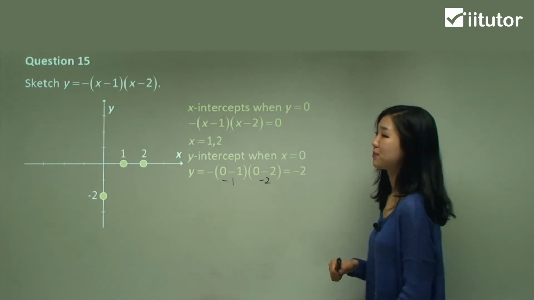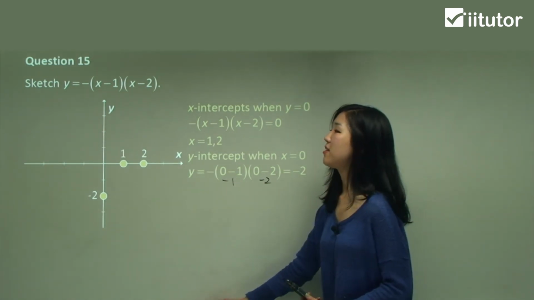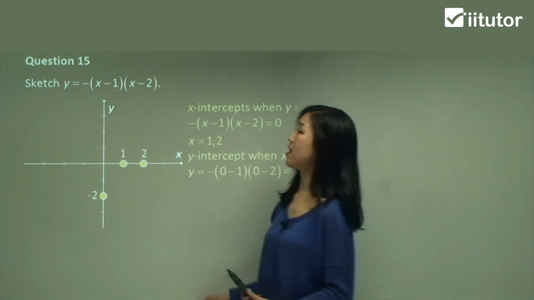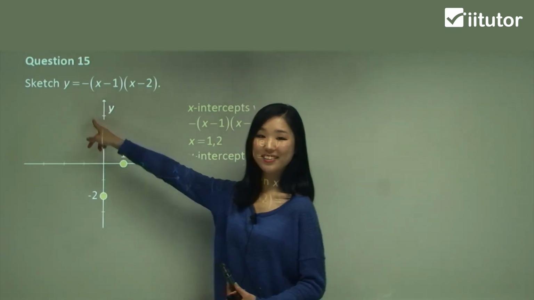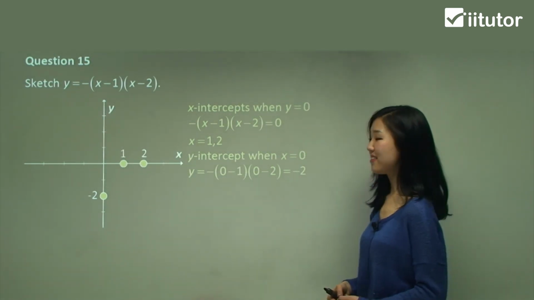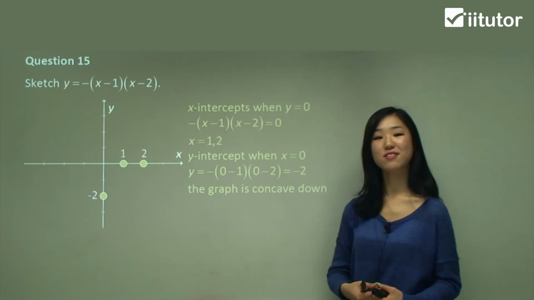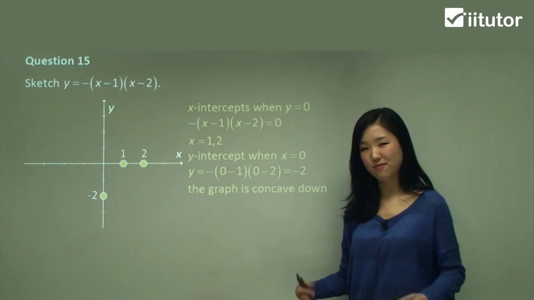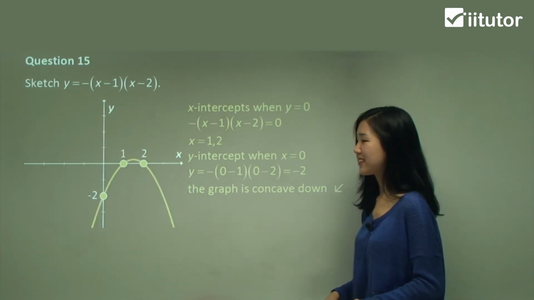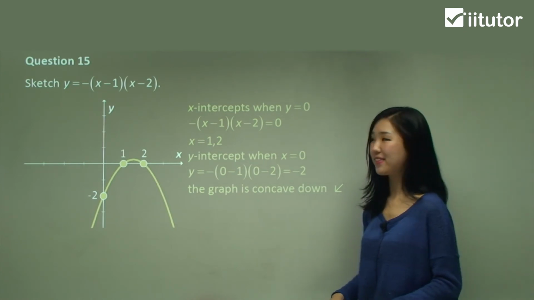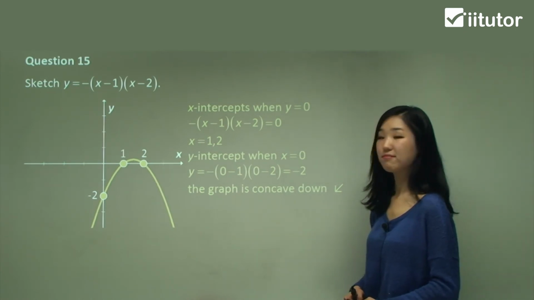And now guys, we'll consider the negative in front of the whole thing. What does that indicate? Yes, it means the graph is concave down. It's going to be going downwards, a sad face parabola. So it looks like that, passing through all those points. Okay, straightforward.